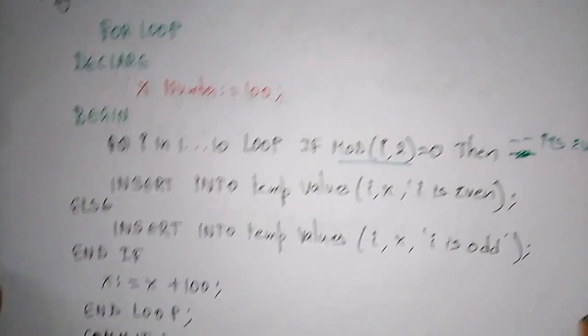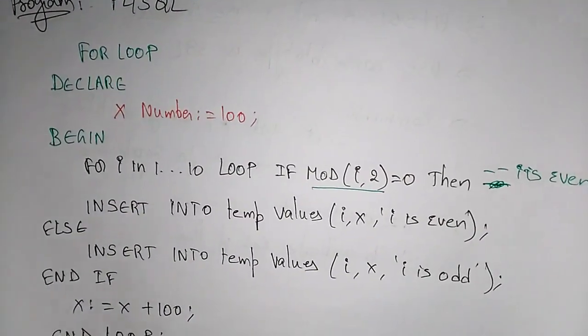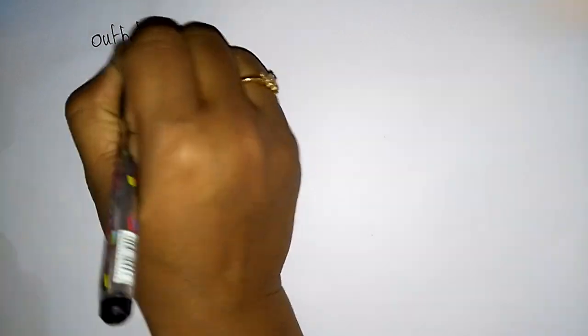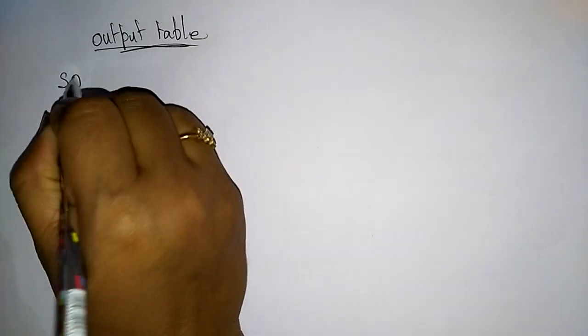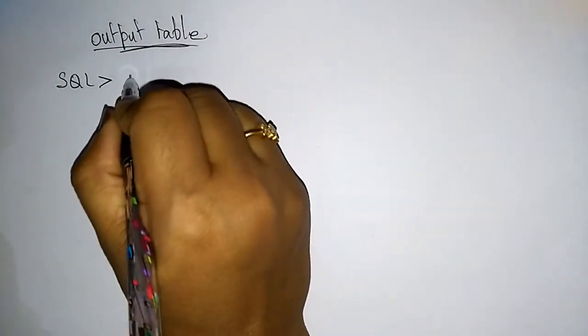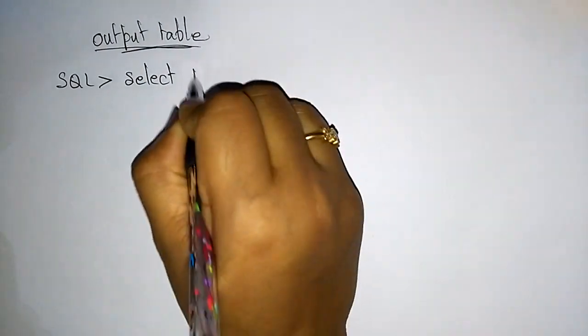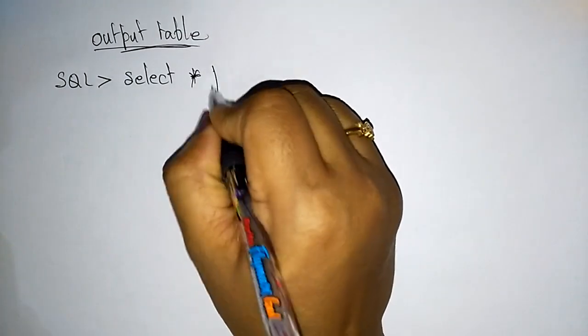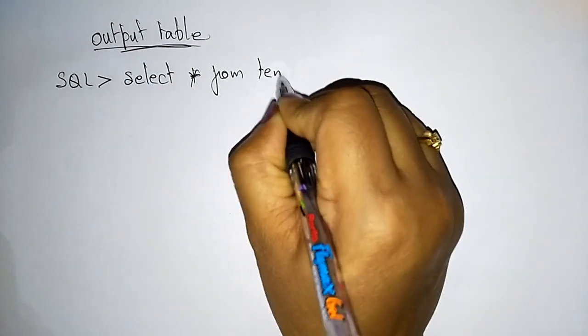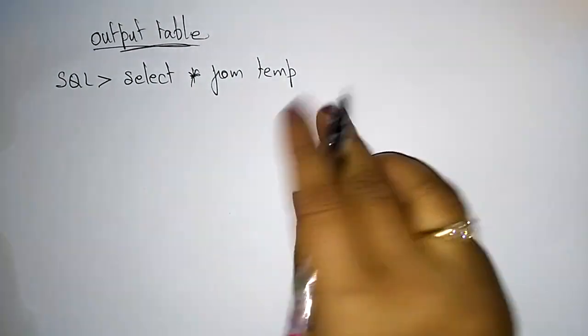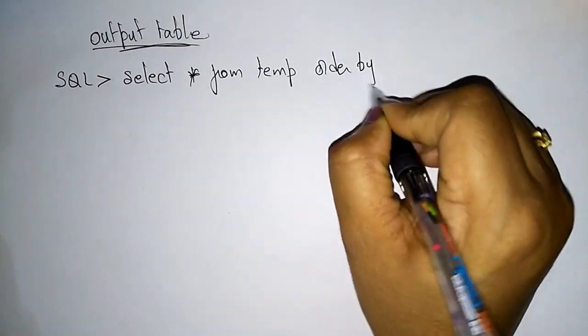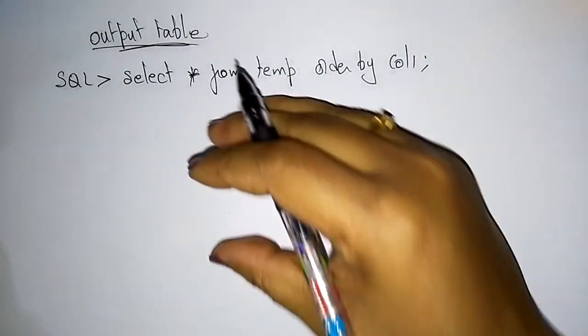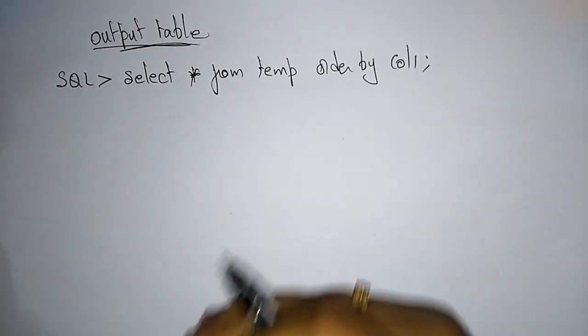Then what will be the output for this program? How will it execute? Let us see. Output table. If you want the output, you have to type the query SELECT * FROM temp ORDER BY column 1, meaning all rows from the temp table, ordered by column 1, that is 1, 2, 3, 4, like that.